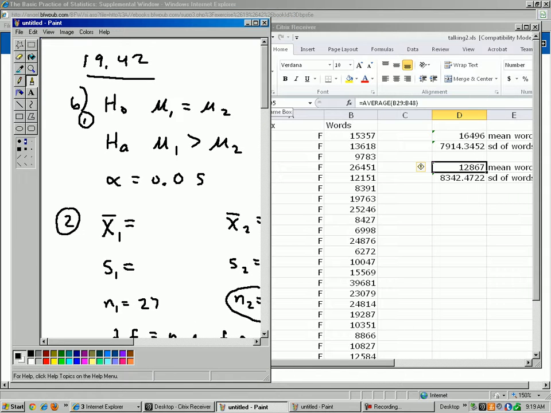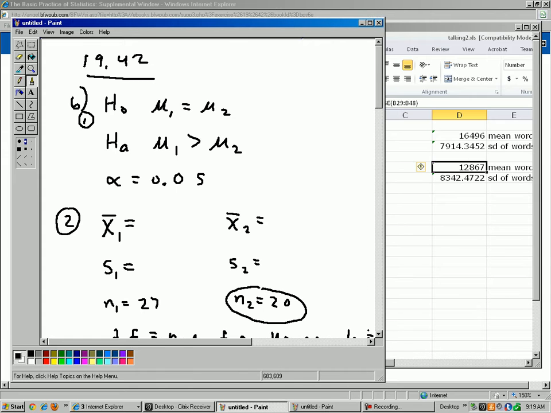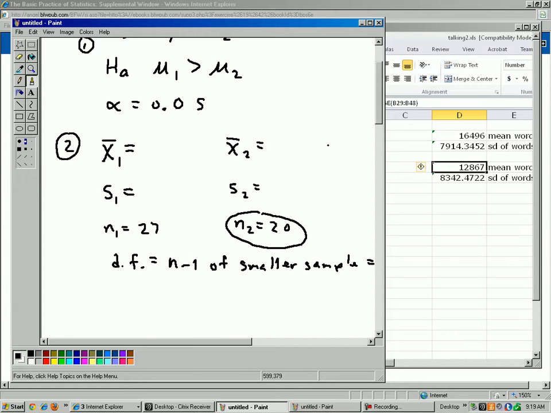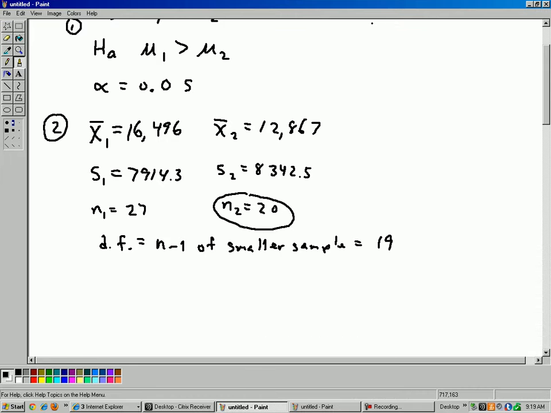Okay, so here we go. x bar 1 is the mean of the females, which is 16,496. The standard deviation of the females is 7,914.3. That's probably good enough. Okay, for the males, the mean is 12,867, and the standard deviation for the men is 8,342.5. All right. Now I'm ready to move on to step 3, which is the analysis stage.